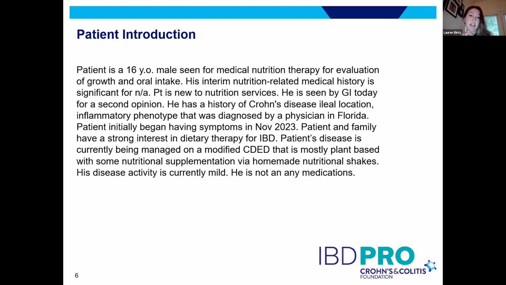He initially started having symptoms in November 2023. I think we saw him around 2 to 4 months later. The patient and the family both had a very strong interest in dietary therapy for IBD, and he was currently on a modified Crohn's disease exclusion diet. And so the family kind of took it upon themselves to do their own research, came across the Crohn's disease exclusion diet, and modified it a bit to their liking.